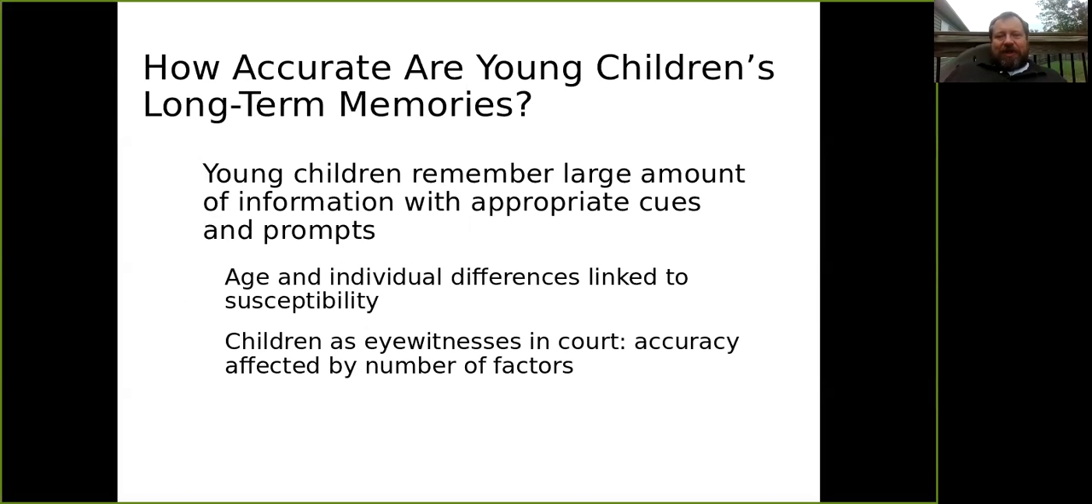For young children, there's been quite a bit of study in their long-term memory, especially when you think of children as eyewitnesses in court testimony. They can have very accurate memories, but they also are very susceptible to being led over time. If someone keeps making suggestions to them over a series of times, then that can start to enter into the child's memory.